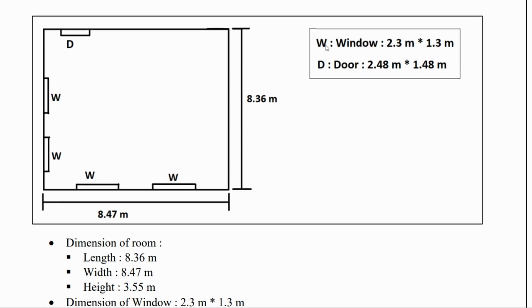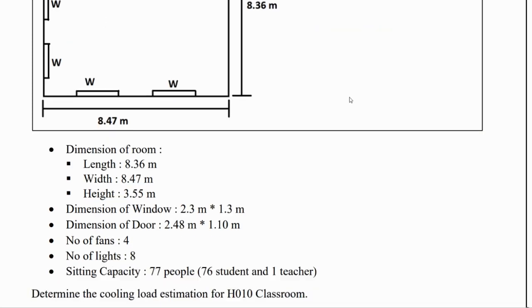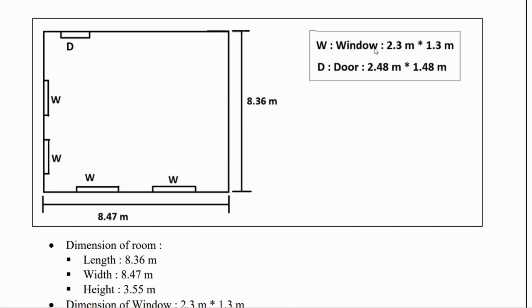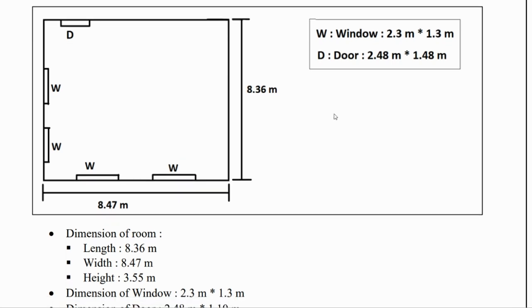So here we are having one example. We are having one room with a dimension of 8.36 by 8.47 meter, which is having four windows and one door, whose dimensions are given. For windows it is 2.3 by 1.3, and for the door it is 2.48 by 1.48 meter. So these are the basic dimensions.